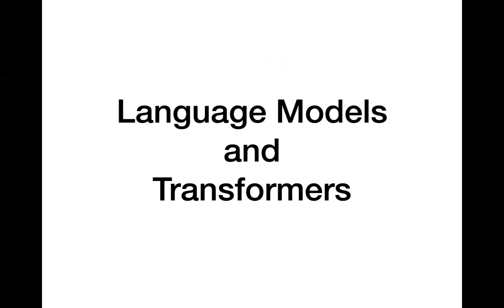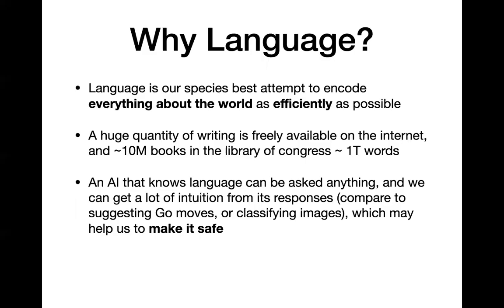So first, let me talk about why language modeling, what language modeling is, and briefly what a transformer is. One reason why, if you care about making progress in AI, it's very interesting to study and model language, is that language is our species' best attempt to encode everything about the world. We want language to be able to describe anything that can happen as efficiently as possible. So there's a sense in which there's a lot less noise and waste in language than in other data modalities, and that might give you hope that you can learn a lot from it in a relatively data efficient way.